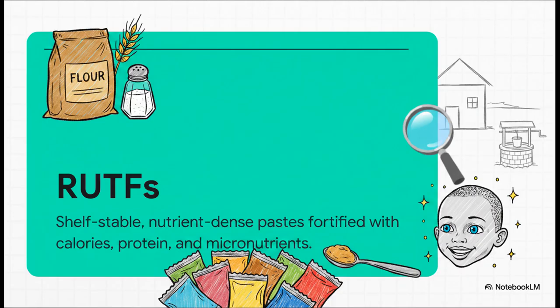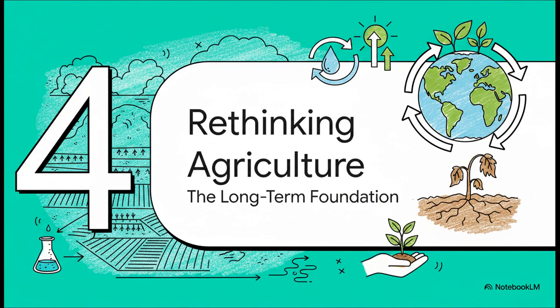These are shelf-stable, highly nutrient-dense pastes. Why are they such a game-changer? Because they treat severe undernutrition in young kids without requiring any refrigeration and, crucially, without needing to be mixed with water. In a region where clean water is incredibly scarce and electricity is completely non-existent, these little packets are absolute magic. Let's move to Section 4, Rethinking Global Agriculture.